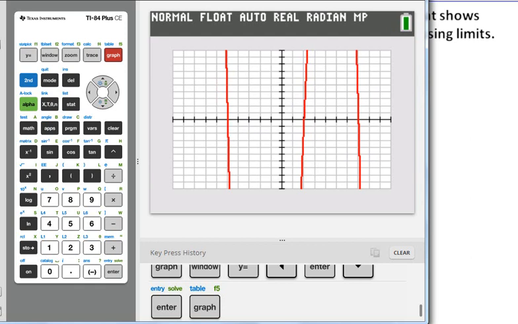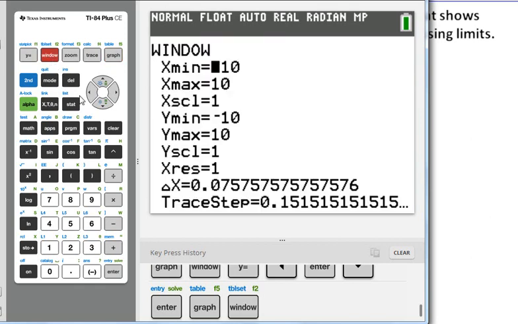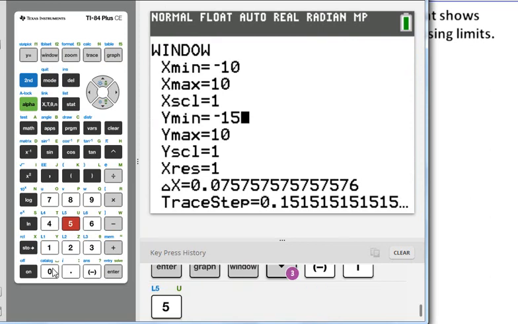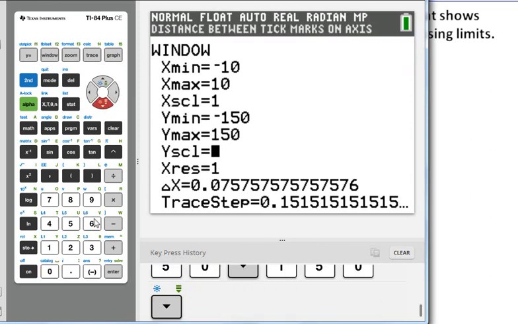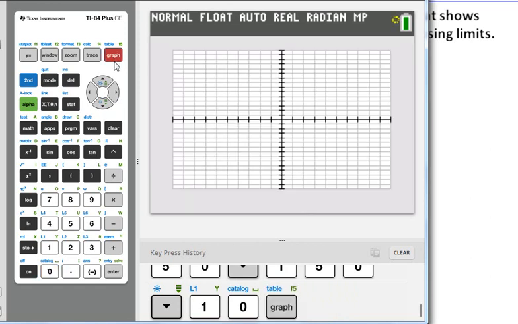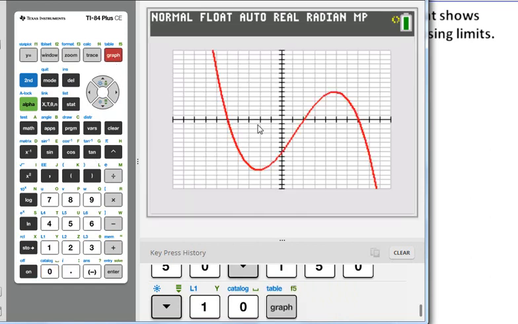So let's go ahead and find a window that makes this work, and we can experiment with different things. I'm going to try, and I've done this previously, -150 and positive 150, and I'm going to go by tens. And so we graph, and this is what we see. Here we do see the extrema and the x-intercepts.